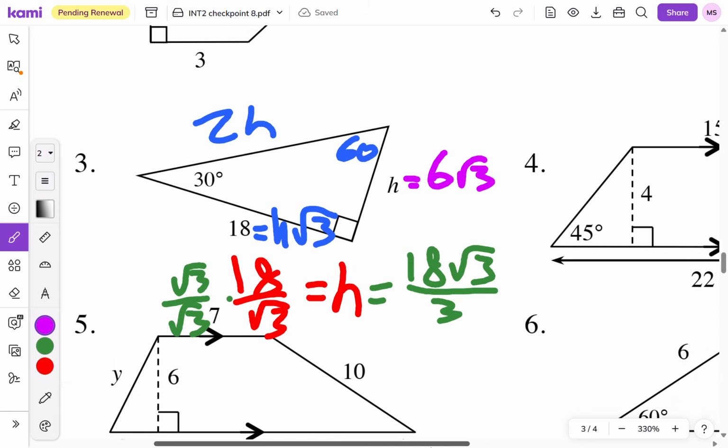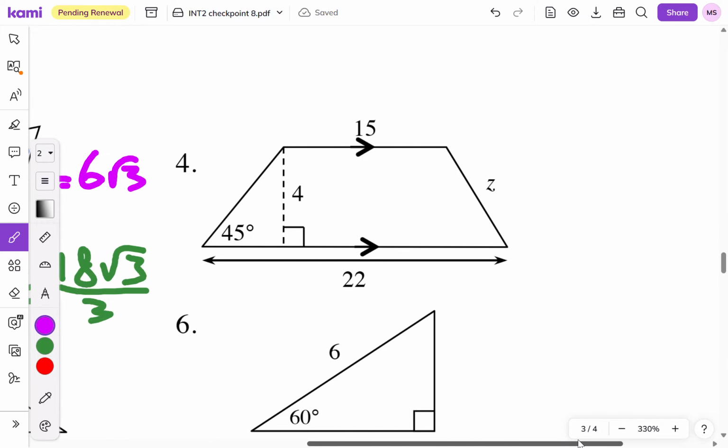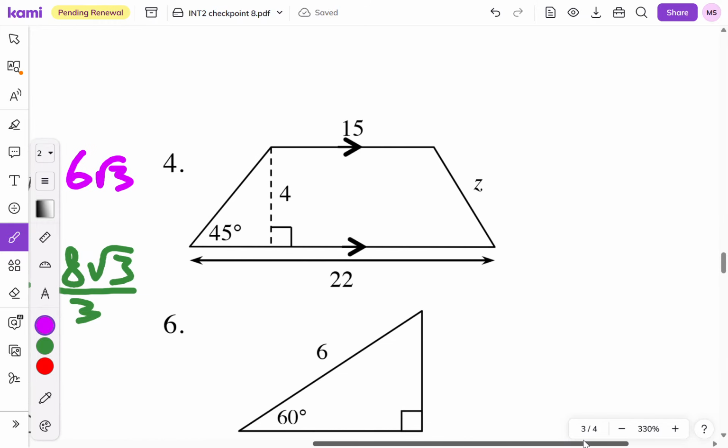Moving on to number 4. This one here was tricky for a lot of you. It has to do with those rectangles again. So what I mean is that you can make a rectangle here. Ooh, pretend that line is straight. That was awful. It's too bad. I have to.